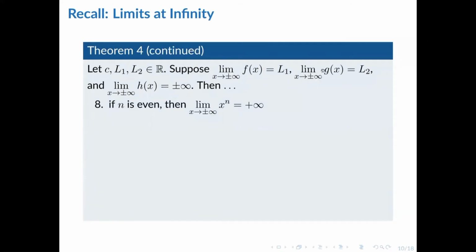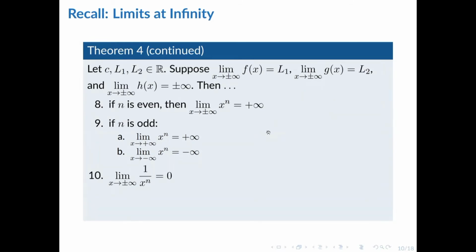So for the next, if n is even, then the limit of x raised to n as x approaches positive or negative infinity is equal to positive infinity. If n is odd, the limit of x raised to n as x approaches positive infinity is equal to positive infinity. But if x is approaching negative infinity, then the limit of x raised to n is negative infinity.